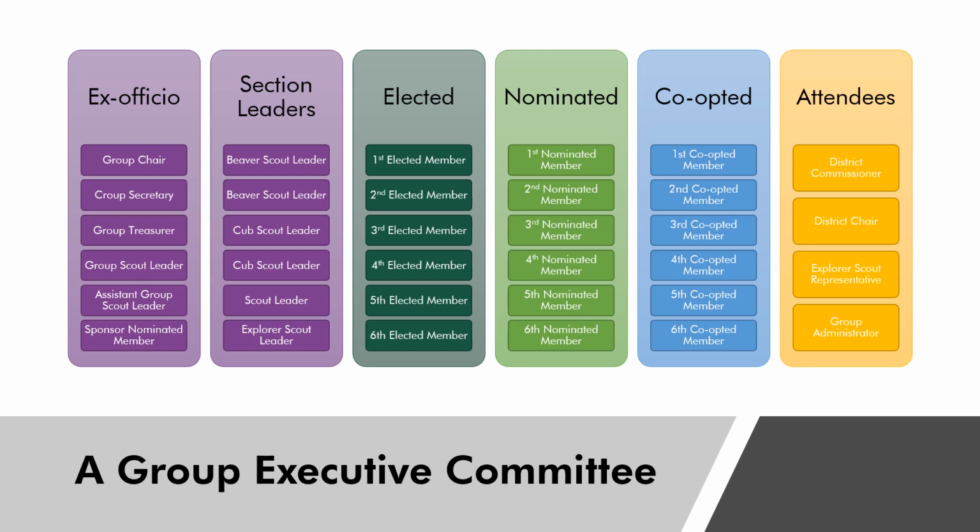With all those people, let's take an overview of an executive committee. If you have a large group with multiple sections and a full executive, you could have over 30 people at your meeting. Such a large group is often unable to make detailed decisions, and it is better for subcommittees to be formed to make recommendations to the full executive committee, a subject for another video.